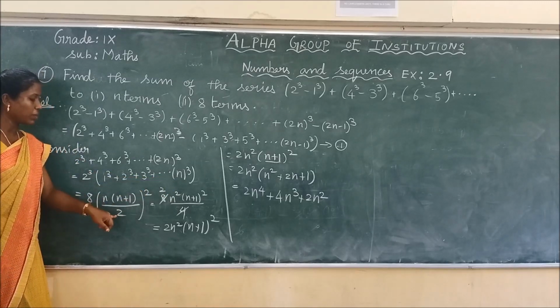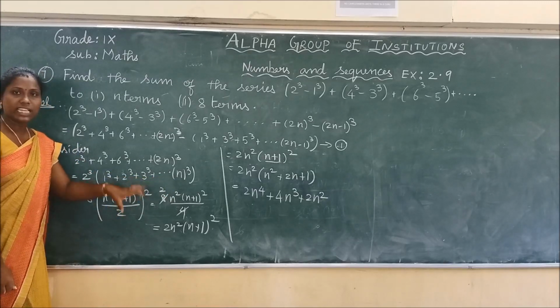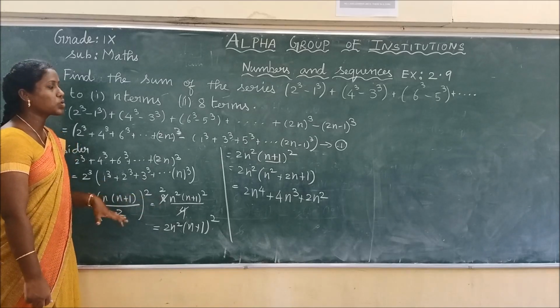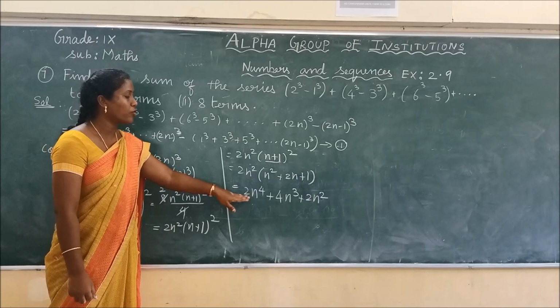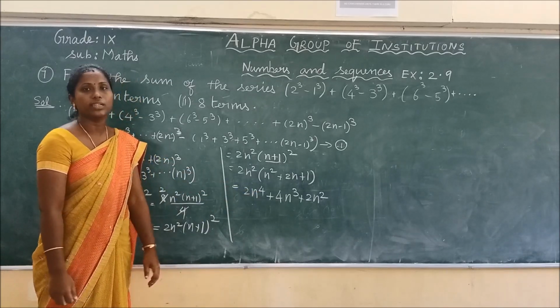So n into n plus 1 by 2 the whole square formula. Getting the square inside and expanding the terms, we get the value 2n power 4 plus 4n cube plus 2n square.